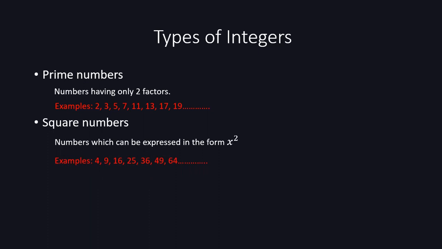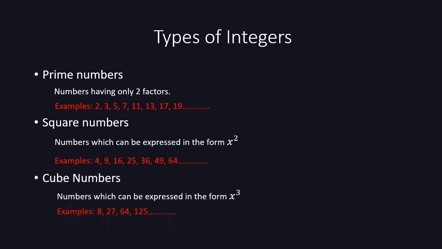Another type of numbers are called square numbers. These are numbers which can be expressed in the form x squared, where x is an integer. Like prime numbers, square numbers are always positive as well. This is because if the initial integer x is negative, when it is multiplied with itself, the product is going to be positive. If the initial integer x is positive, when it is multiplied with itself, the product is obviously also going to be positive. Examples of square numbers include 4, 9, 16, 25, 36, 49, 64, and so on. 36, for example, can be expressed as the square of 6. 49 is equal to 7 squared.